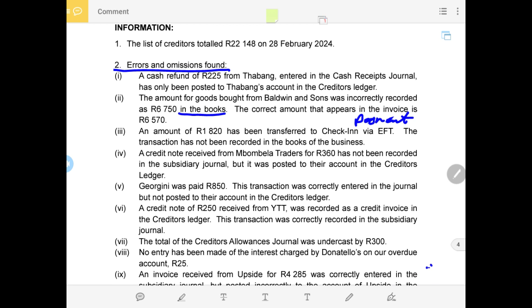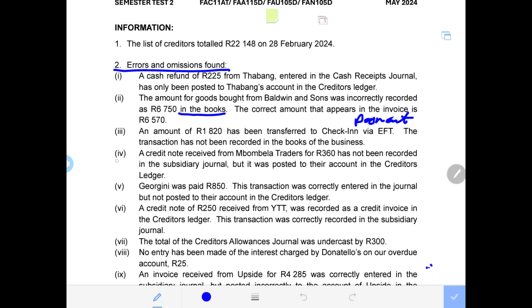And we continue to transaction number 4. That says a credit note. We know that a credit note indicates a return. Invoice indicates a purchase in the case of creditors reconciliation. A credit note received from Bombela Traders. If we receive a credit note from a company or a supplier, that indicates that we have returned something to our supplier and our supplier accepted our return.